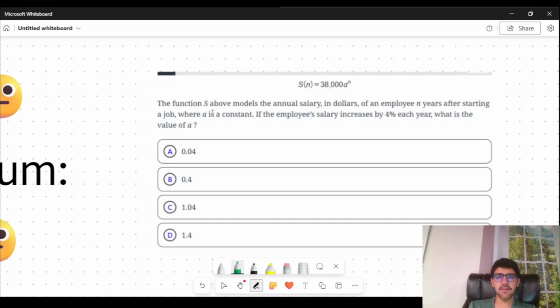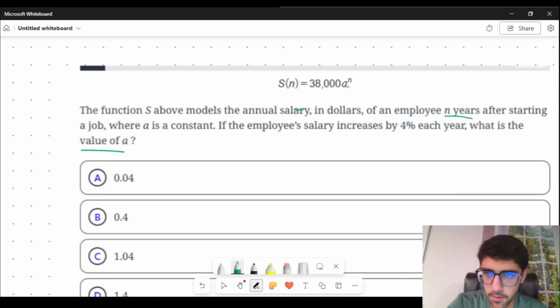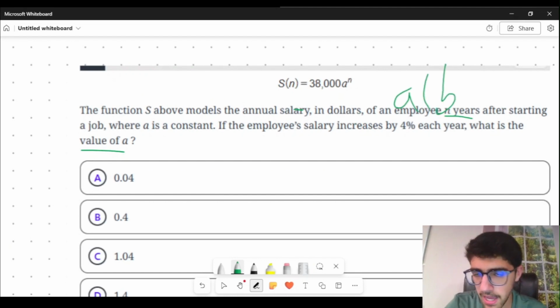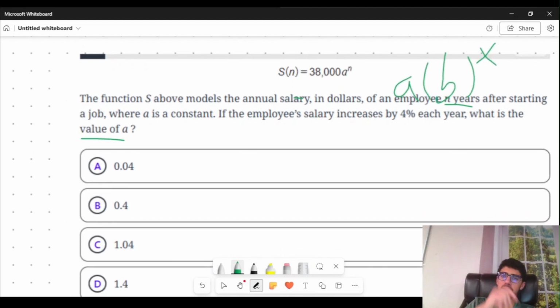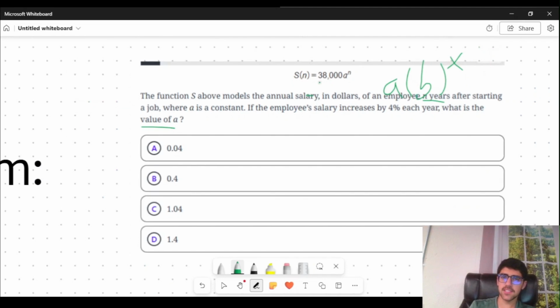So it tells us that the function f(s) above models the annual salary in dollars of an employee n years after starting a job, where a is a constant. If the employee's salary increases by 4% each year, what is the value of a? So we know that this is in the form a times b to the x. It's going to be confusing because there's an a right here. But a is the starting value, so we can see he starts at 38,000.